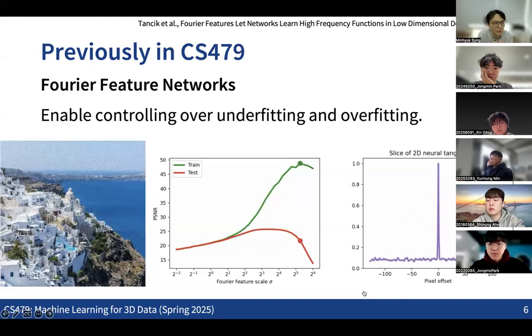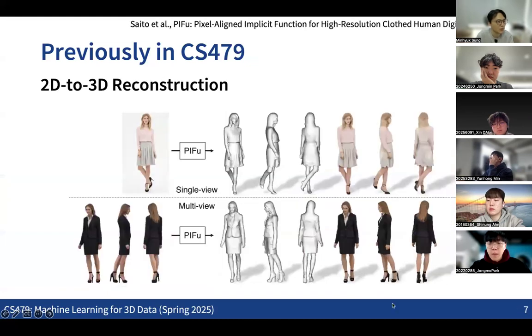Based on that, what we also discussed last time was how we can do 2D to 3D reconstruction. This was a simple idea: we have an encoder for the 2D images and a decoder for the 3D, which decodes an implicit function as the output.